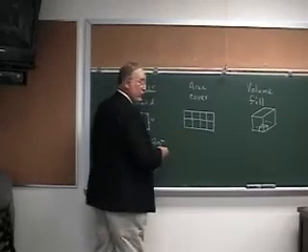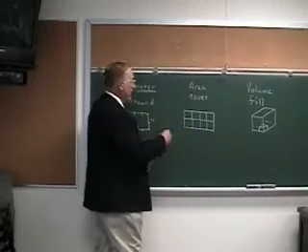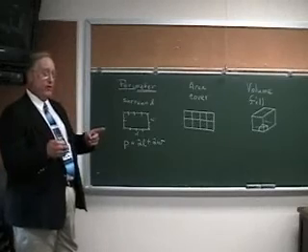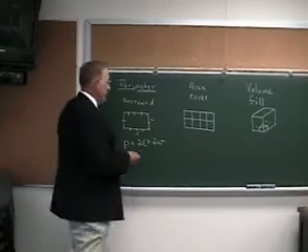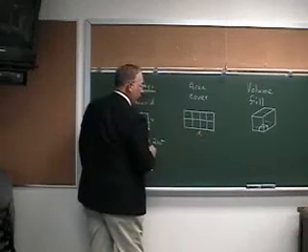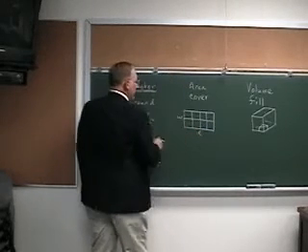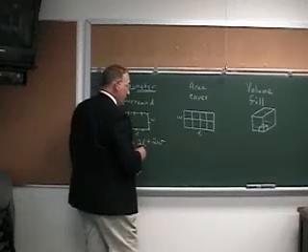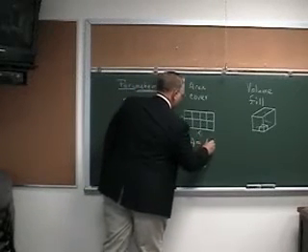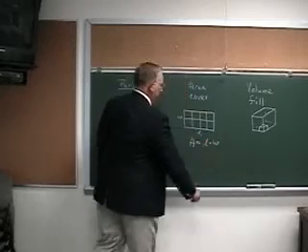And there would be 2 rows, so the number of squares in the whole thing is the number in each row times the number of rows. Well, this side tells me how many will be in each row, and this side tells me how many rows there will be. So the area turns out to be length multiplied by width.